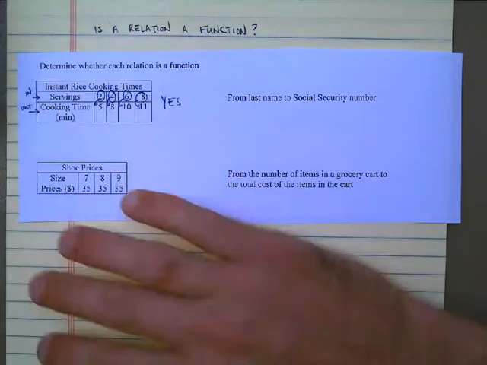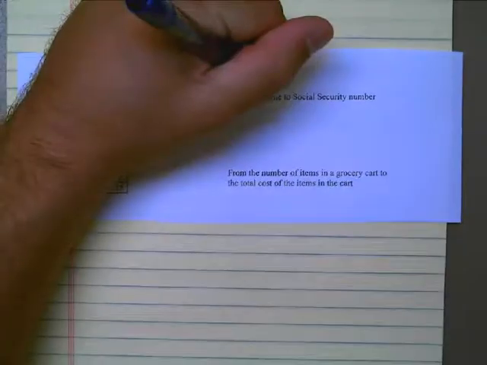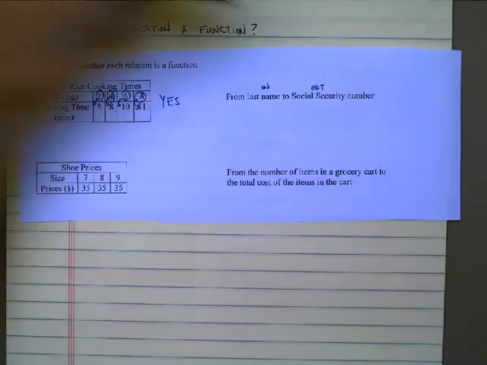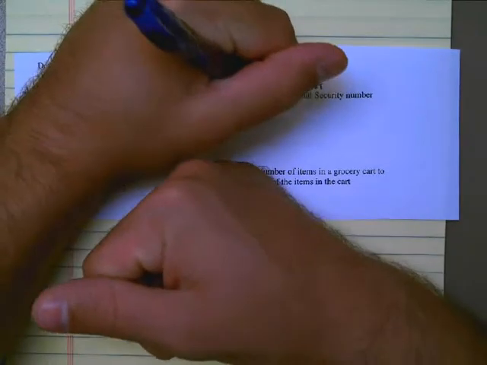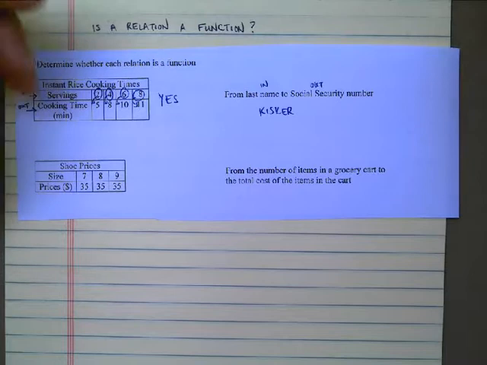From last name to social security number. If the last name is the input, and social security number is the output, is that a function? Now here's what I know. My last name is Kisker. I have a social security number that is unique to me. I have my sister, multiple sisters, multiple family members, and their last name is Kisker as well.